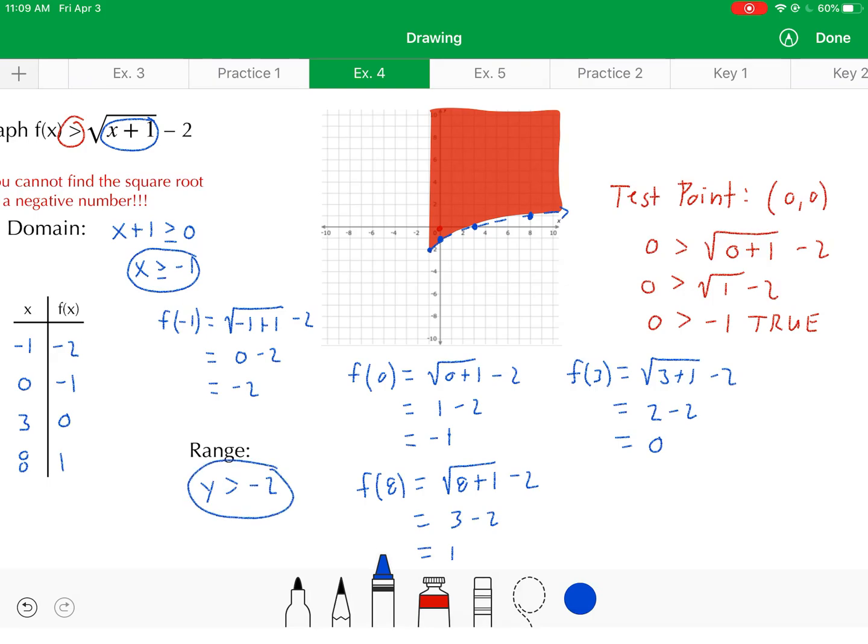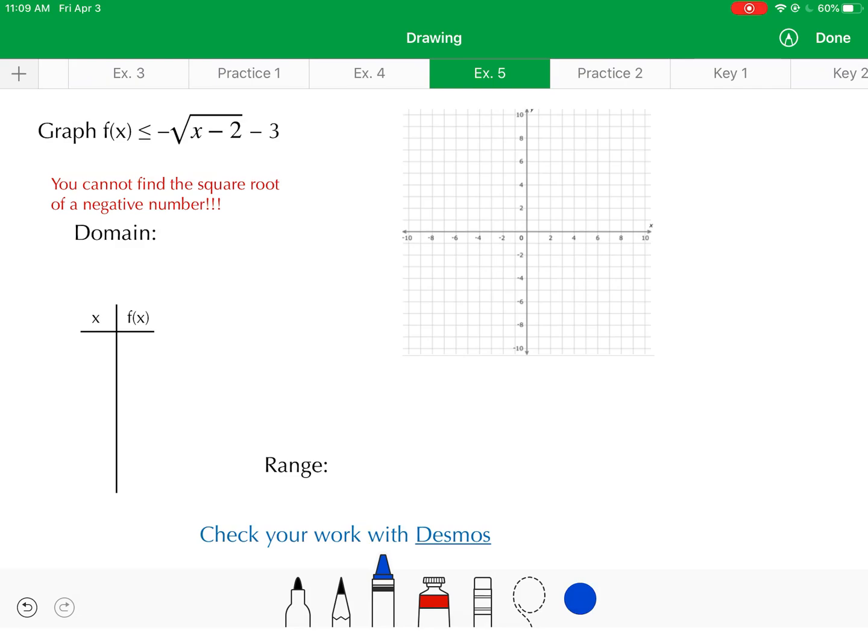Okay. One more example. This time we're graphing f of x equals the negative square root of x minus 2, subtracted by 3. So we focus here first. That's got to be greater than or equal to 0. Of course, x is greater than or equal to 2.